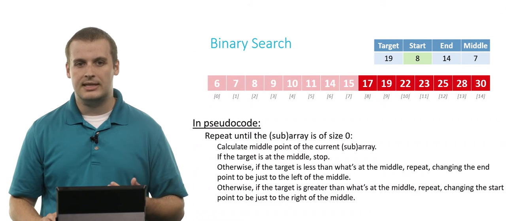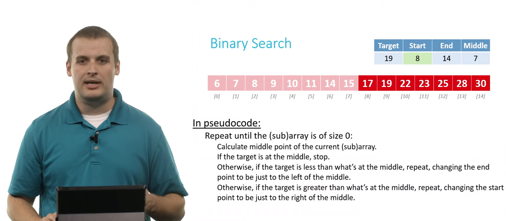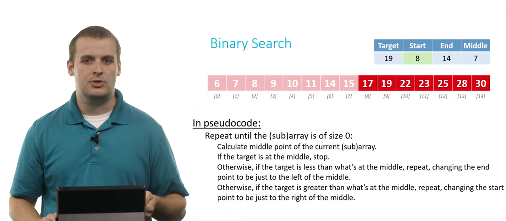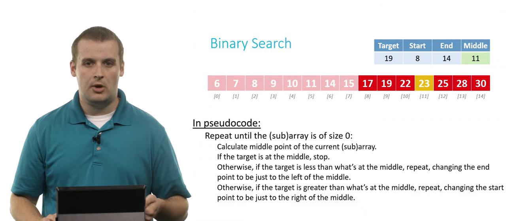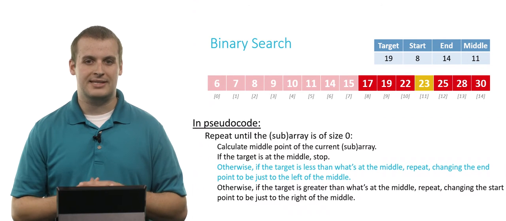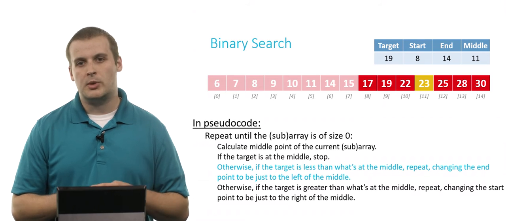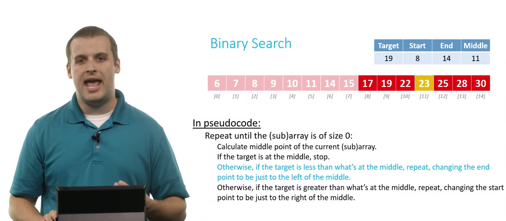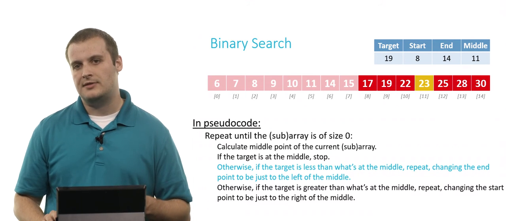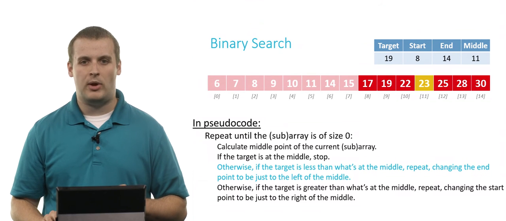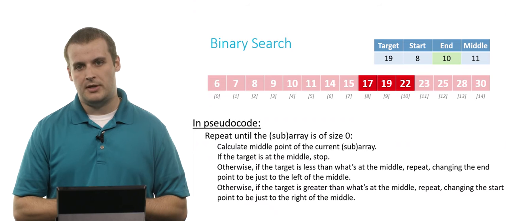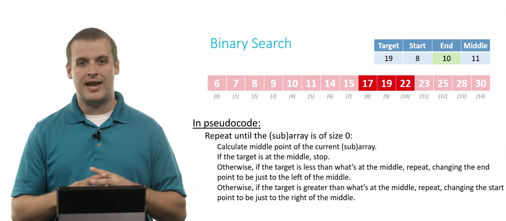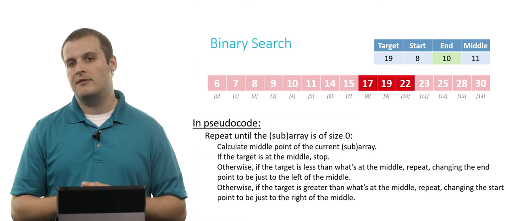And now we go over this again. We calculate the new midpoint. 8 plus 14 is 22. Divided by 2 is 11. Is this what we're looking for? No, it's not. We're looking for a value that's less than what we just found. So we're going to repeat the process again. We're going to change the end point to be just to the left of the midpoint. So the new end point becomes 10. And now that's the only part of the array we have to sort through. So we have now eliminated 12 of the 15 elements.